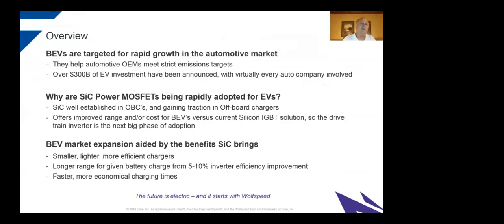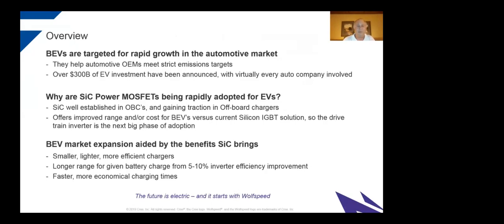They help the automotive OEMs meet strict emissions standard targets because they're zero emission, and that helps offset the use of traditional internal combustion and hybrid electric vehicles. So in the last few years, over $300 billion of investment in EVs has been announced, with virtually every auto company being involved. Why are silicon carbide power MOSFETs being rapidly adopted? Well, silicon carbide is already pretty well established in onboard chargers, particularly for the size benefit and efficiency that it brings, and it's gaining traction in offboard chargers at this point.